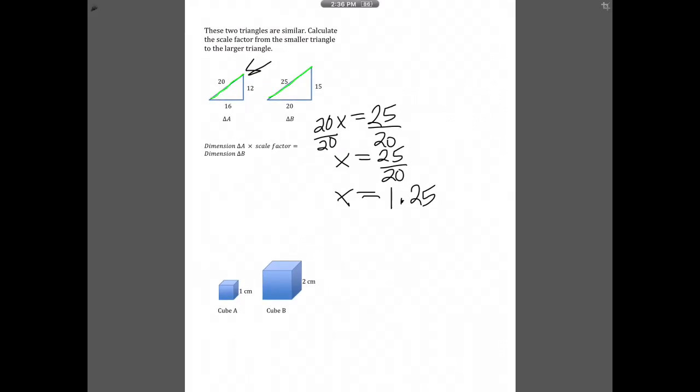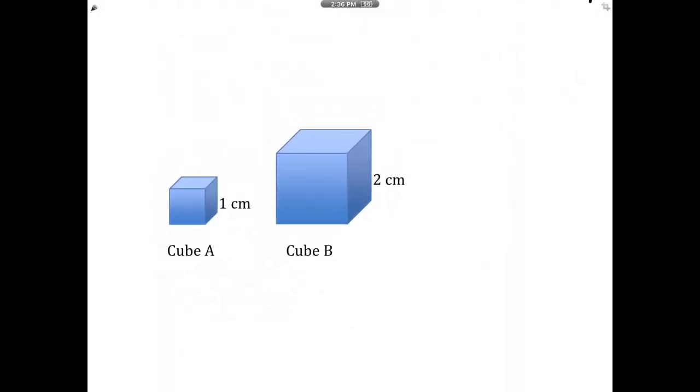Now we are going to talk about the fact that if we were talking about scale factor as far as just the side of a cube, it's different than finding the actual scale factor as either volume or for area. For example, one side of cube A is 1, and the side of cube B is 2. So the scale factor is 1 to 2.